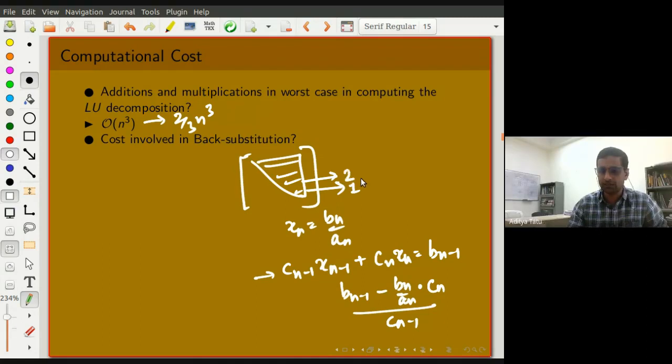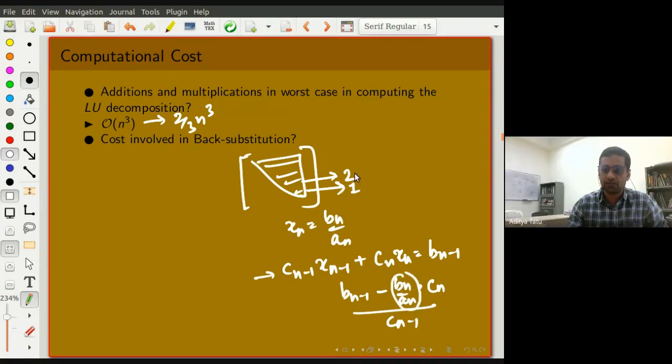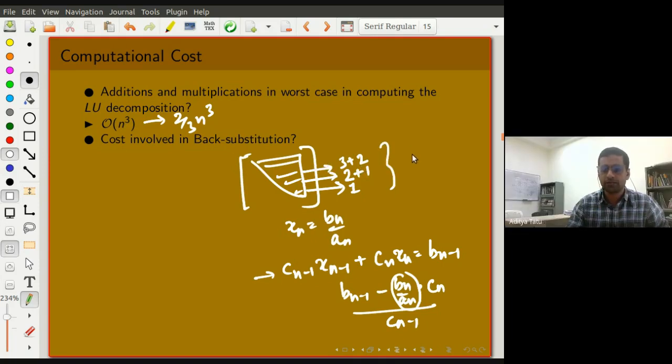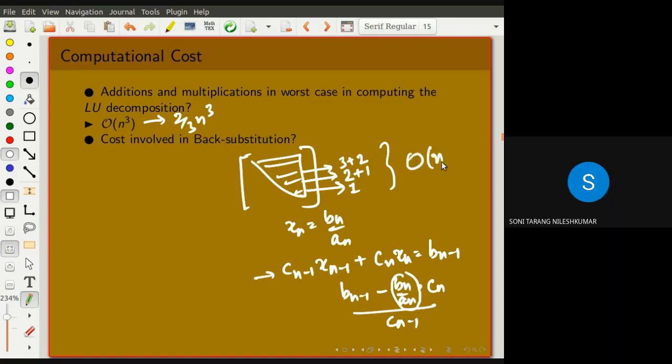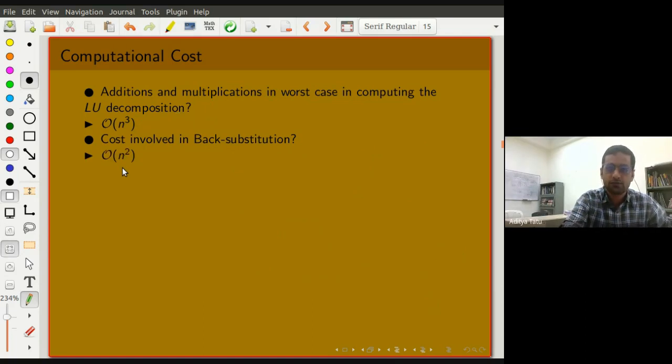So 2 multiplications. Bn by an is already computed. Yes, then 3, this is already there. And 1 addition or subtraction. Okay, how about this? 5 computations. So 3 plus 2, I believe, right? So now can you tell me roughly, is it order of n? Is it order of n? Order of n squared. Okay, so this is order of n squared.